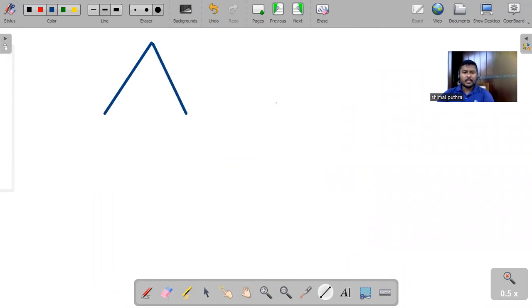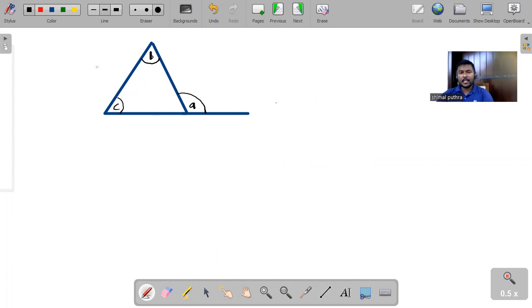I will consider a triangle. Then I will provide the external angle also. This is a triangle and this is the external angle. There is a relationship between external and internal angles in a triangle. Imagine this angle is A, this angle is B, and this angle is C.